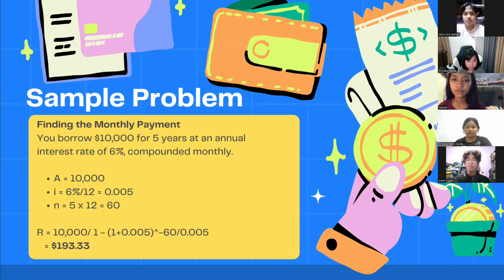And for our n, it's equal to the years times the monthly payments, which is 5 times 12, so equals 60. And then plugging it into our formula, we have R equals 10,000 over 1 minus the quantity of 1 plus 0.005 raised to negative 60, over 0.005. And that would be equal to $193.33.